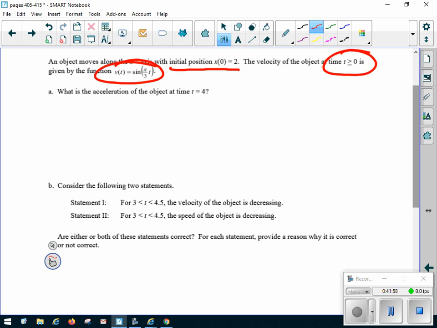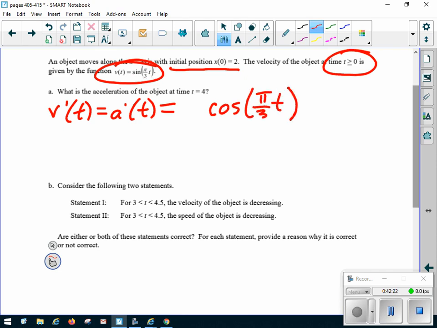What's the acceleration? Let's do this by hand, shall we? It's trig, so I want you to remember how to do it. What's the derivative of sine? Cosine. So this is cosine of pi over 3 t times pi over 3. So not negative. Derivative of cosine is minus sine. What is the acceleration at time 4? Oops, I've got an a prime of t there, and I shouldn't have an a prime. That's a.